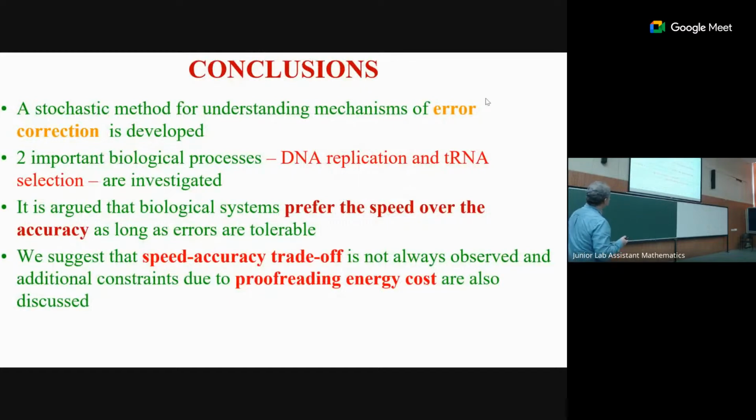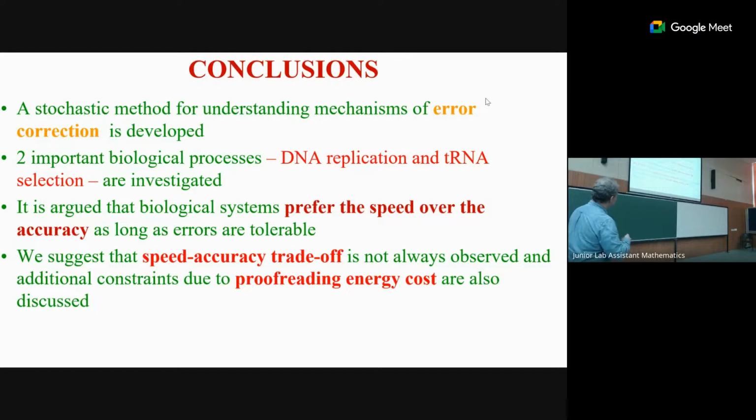Yes, so this is the end of the story, which I wanted to. This is not a trivial story, but it's again the story where a stochastic approach can explain many things. You can get a lot of things. The important thing is that using stochastic analysis, you can understand something about biology, I think, better. You can understand how error correction works. And we apply this to two specific systems, DNA replication and tRNA selection.